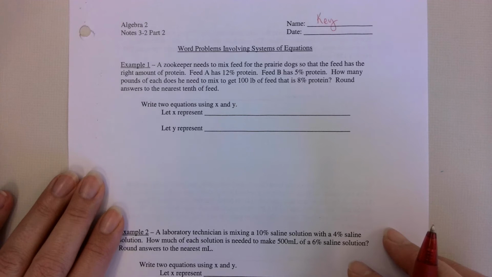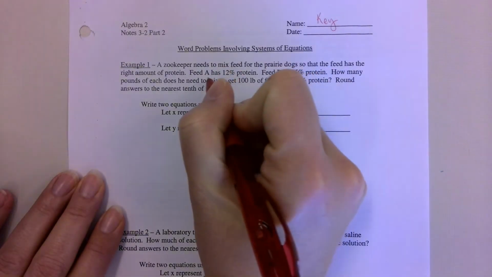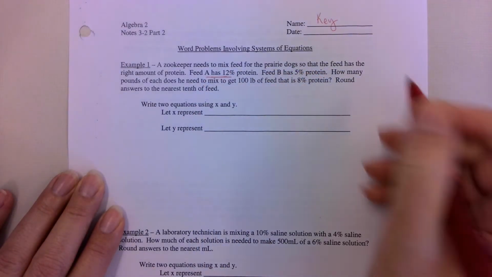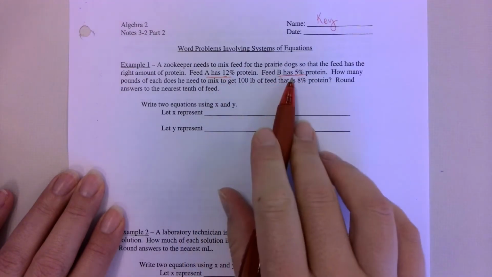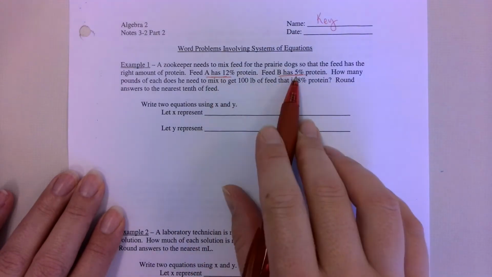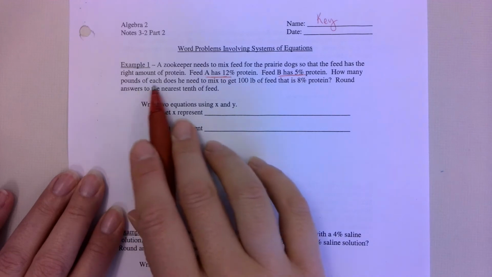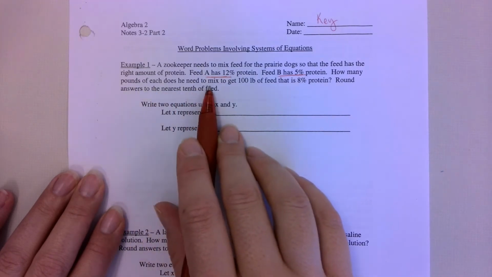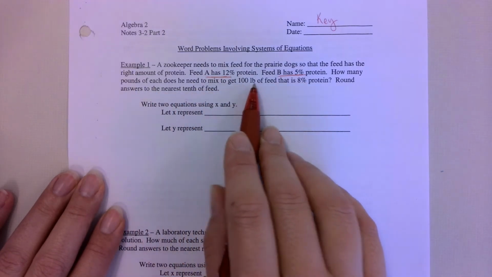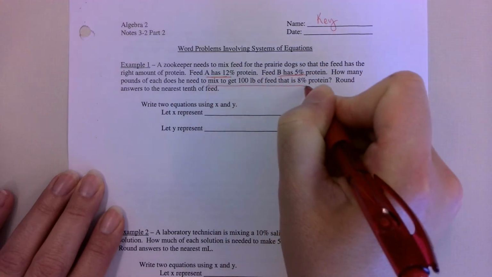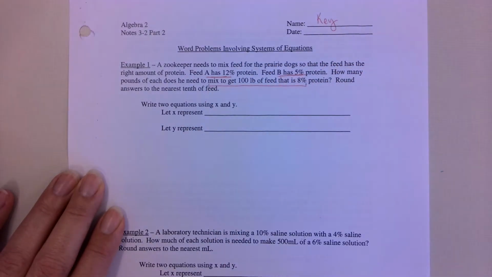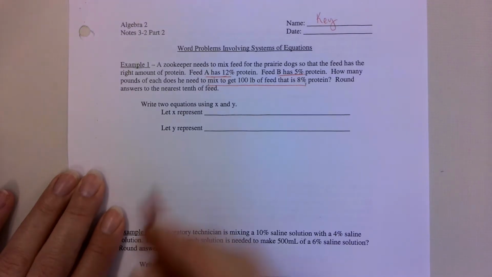So we have a zookeeper who needs to mix feed for prairie dogs so the feed has the right amount of protein. Feed A has 12% protein and feed B has 5% protein. So we have a high protein and a low protein, so probably more expensive, a little cheaper. We want to know how many pounds of each he needs to mix to get 100 pounds of feed that's 8%. So this is our end goal. We want a mix that's 100 pounds, 8%. And it says round the answer to the nearest tenth.